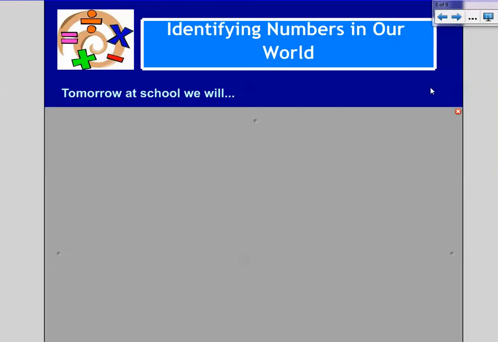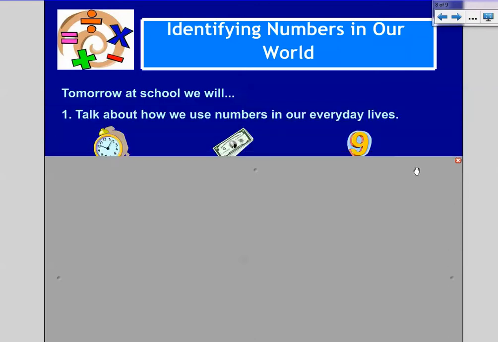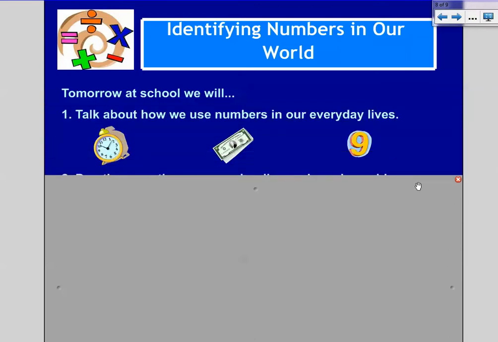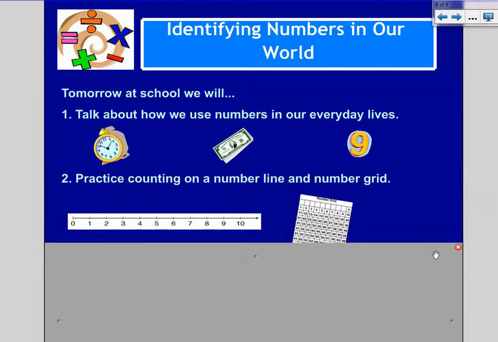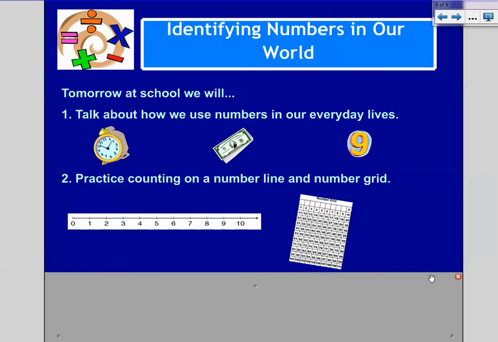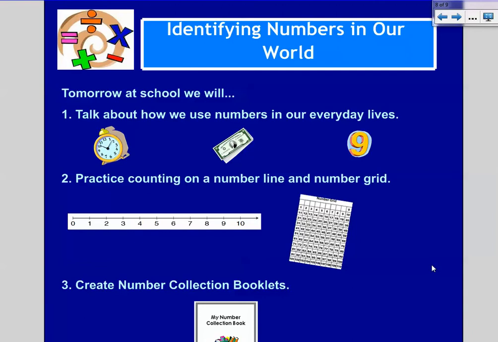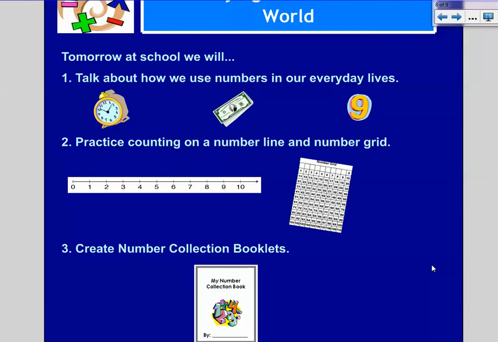All right, now that we've talked about numbers and I've given you some examples of how we can use them in our everyday lives, and now that we've looked at the number grid and the number line, let's talk about what we're going to do tomorrow at school during math. Tomorrow at school, we're going to talk about how we use numbers in our everyday lives. We're going to practice our counting on our number grid and our number line. And we're also going to create our very own number collection booklets. And I'll tell you more about those tomorrow.